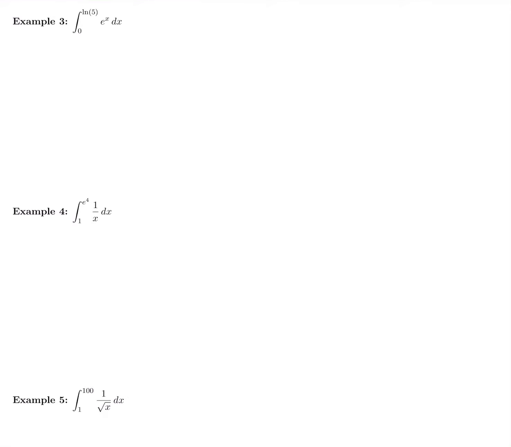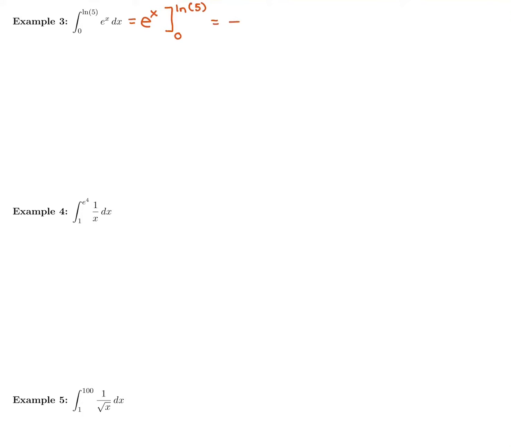Let's take some definite integrals. Definite means they have bounds. So first we're going to take the antiderivative. The antiderivative of e to the x is e to the x plus c, or in this case, e to the x, and then we use an evaluation bar from 0 to ln of 5.